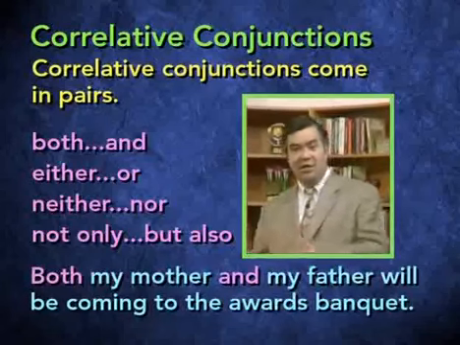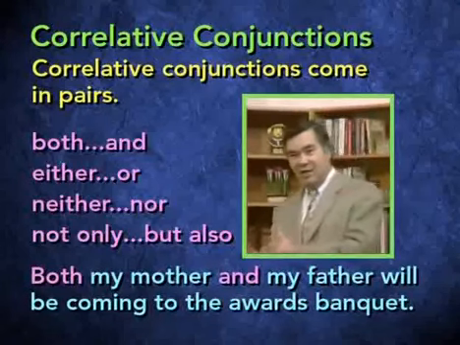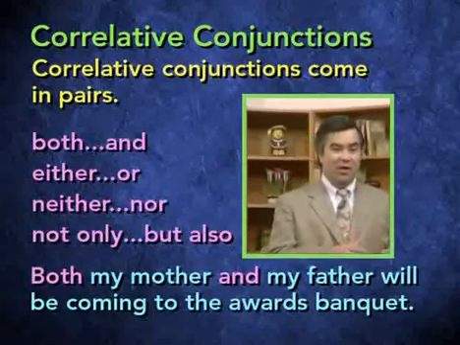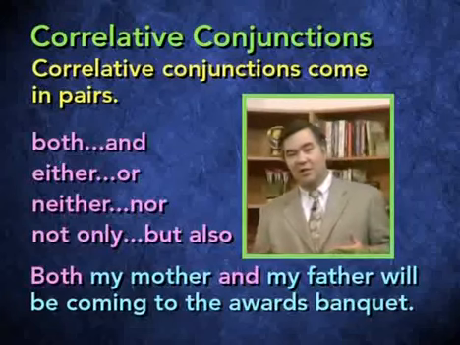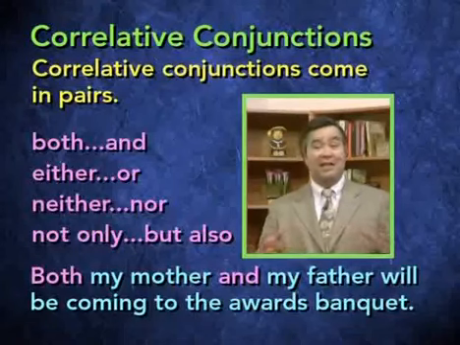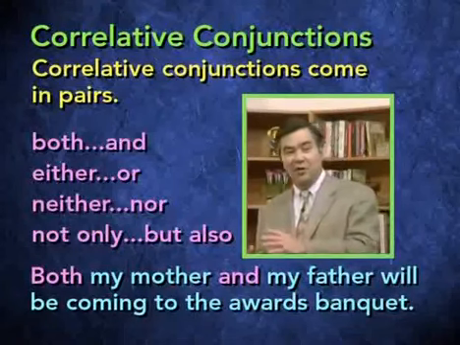So both my mother and my father will be coming to the awards banquet. When you begin with either, you need to follow through with or. Neither needs to be completed with nor. And not only needs to be completed with but also. A common mistake that people make is to use one but not the other. The correlative conjunction must be used in its entirety, so whenever you use the first part of it, you need to use the second part. So these three types of conjunctions are important to recognize: coordinating conjunctions, subordinating conjunctions, and correlative conjunctions. They fit into different kinds of sentences and need to be used according to certain specific rules.